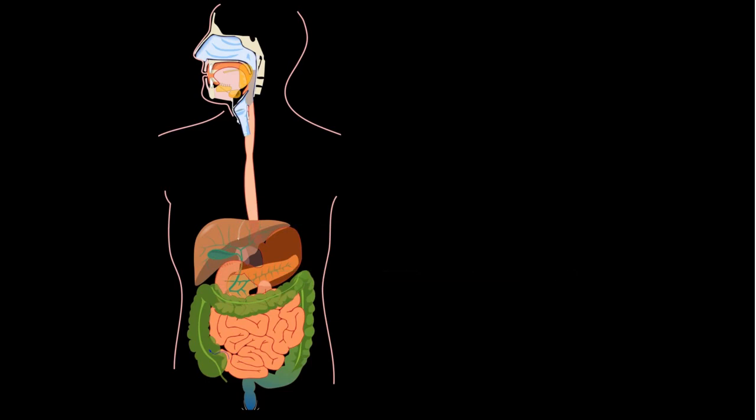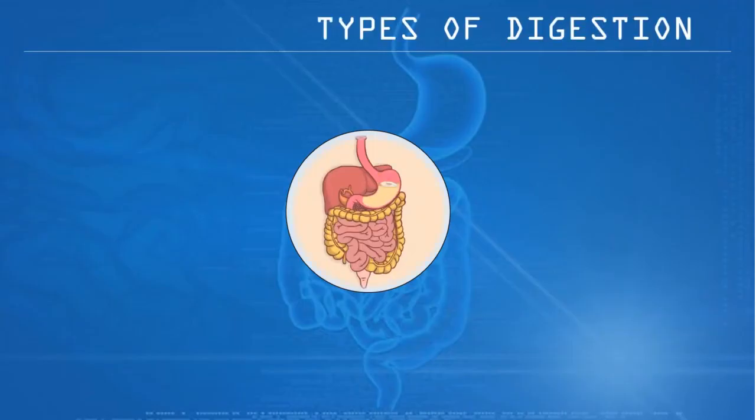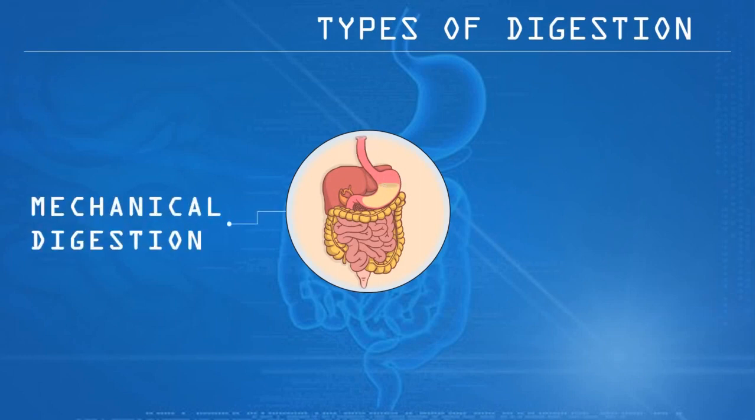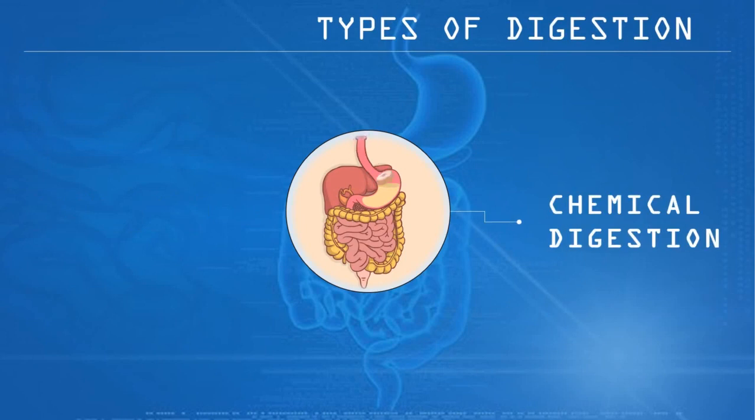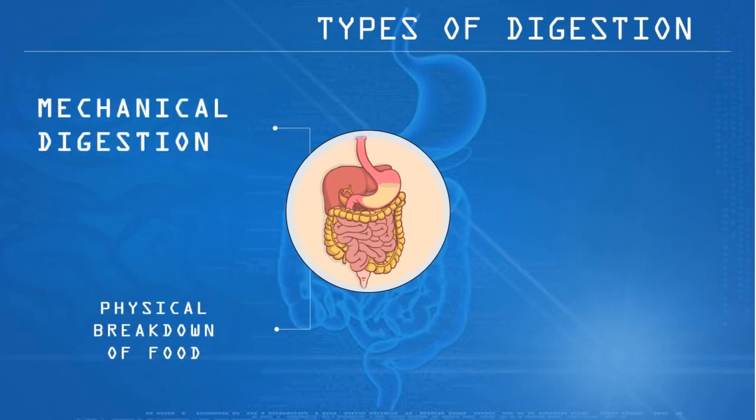Now we shall see what are the two types of digestion. The first one is mechanical digestion and then comes chemical digestion. What is mechanical digestion? Mechanical digestion is when the physical breakdown of your food is happening. When you are chewing with your teeth, this is when the physical breakdown of your food is happening.